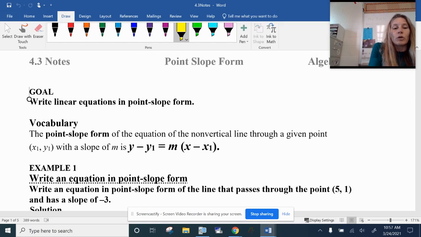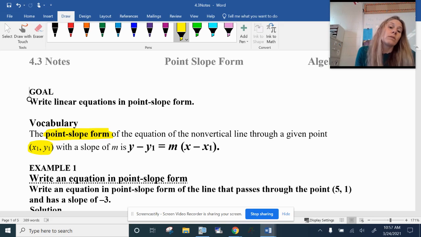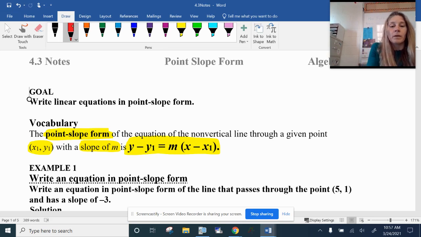So the point-slope form of an equation is used with any given point on the line, and we'll use the x1, y1 to denote that, and the slope is still your m, and it's going to look like this. y minus y1 equals m times x minus x1. So this is our point-slope form.